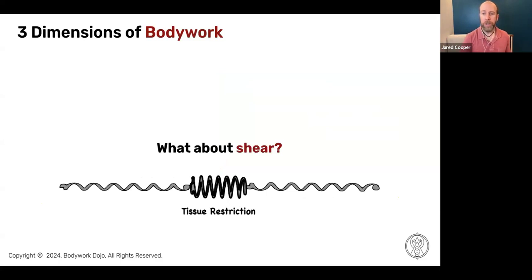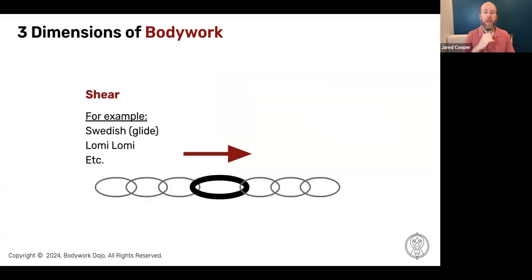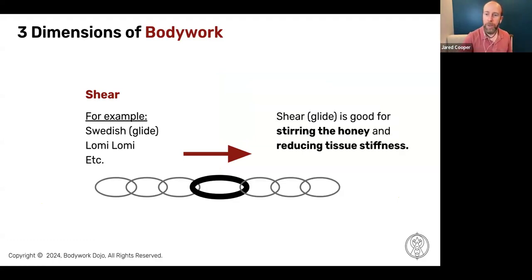What about shear force? Well, when do we do shear? Well, when you do Swedish, a lot of Swedish is gliding across the surface. Lomi Lomi, Graston technique or gua sha is using a lot of shear, right? So that's going across the tissue. So what happens with shear force? Well, shear force essentially glides over the restriction, which means it's really, really good for increasing the tissue temperature. It definitely stirs the honey. If you don't use a lot of lotion, like with gua sha, if you do it relatively dry, you definitely get a lot of blood flow.